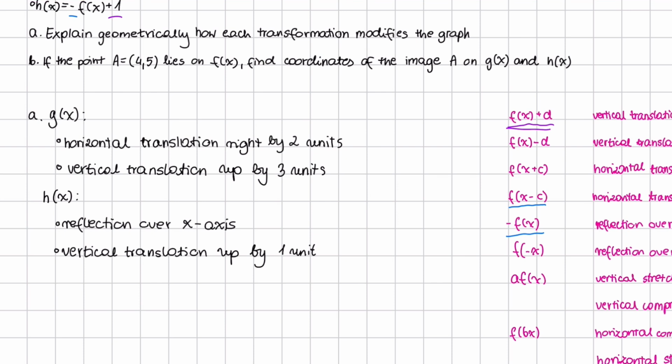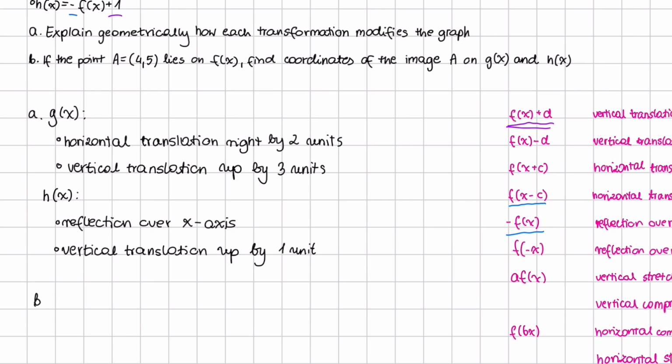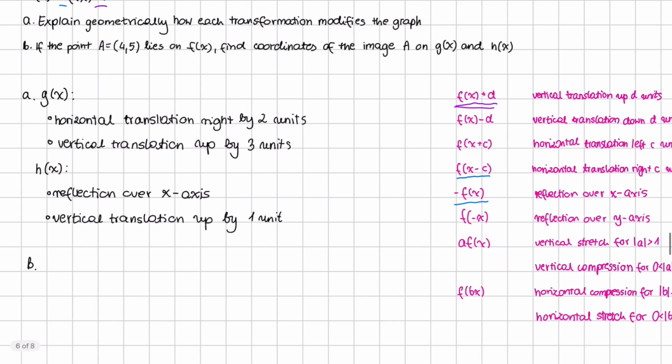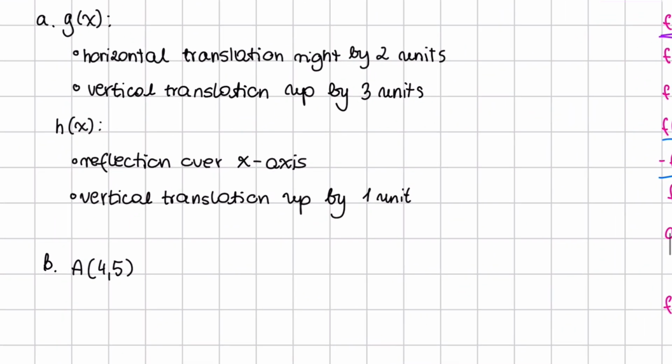And in B, if the point A with coordinates (4, 5) lies on f, find the coordinates of the image of A on g and h. So you have to imagine that we have point A with coordinates (4, 5). As always, our first number in the bracket is x and the second is y. And we will start with g(x).